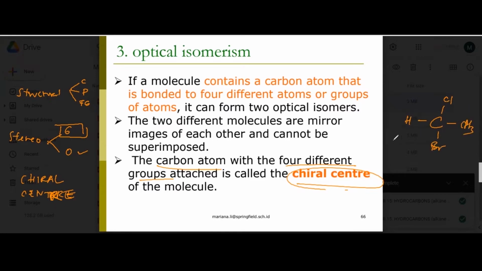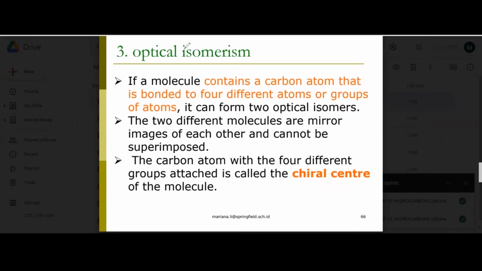These are 4 different groups, so this is called a chiral center, and sometimes you should draw an asterisk at the top of this C to show that this is the chiral center. If the compound contains a chiral center, then it can make optical isomers. What are optical isomers? The molecules that are mirror images of each other. Yes, mirror images, and they cannot superimpose.